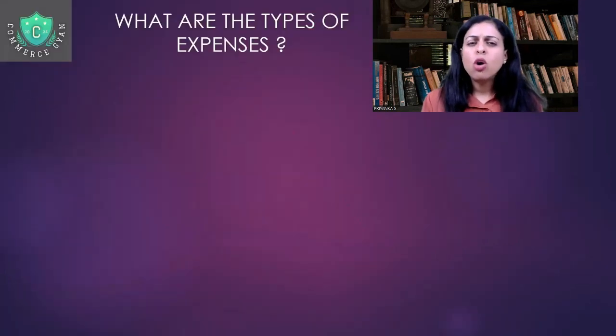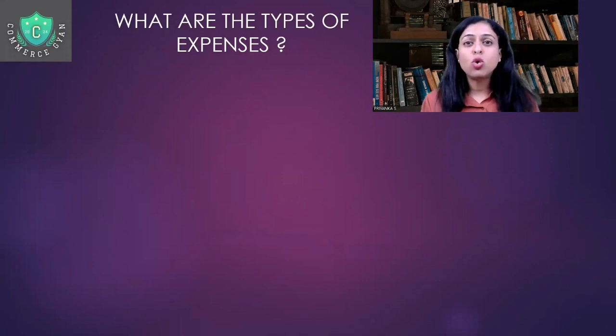Next is, what are the types of expenses? Before we actually go to the concept of depreciation, we need to understand there are different types of expenses. We have already done this in parts and bits when we did the first part of basics of accounting. But here, since I'm explaining the concept of depreciation, it is important that you again revise these types of expenses so that you're more clear on this concept of depreciation.